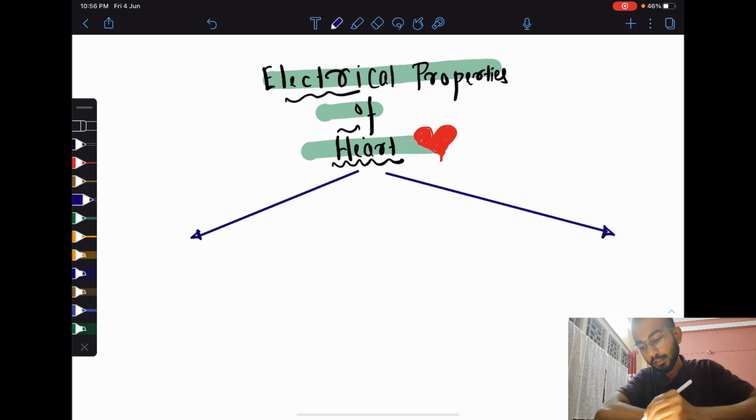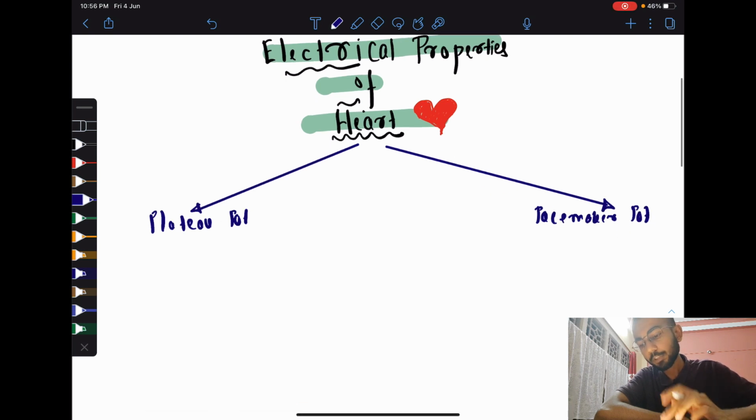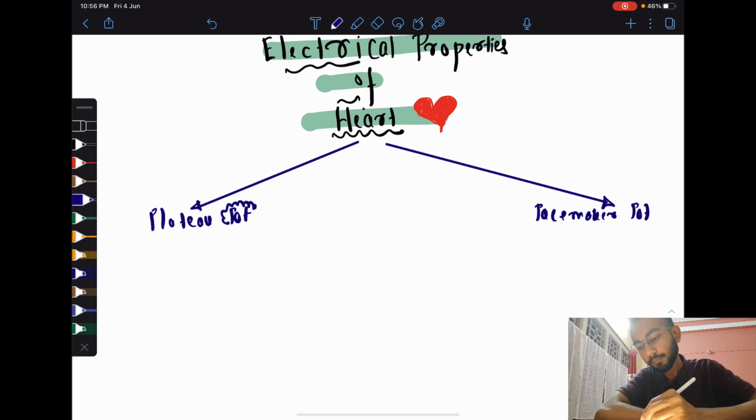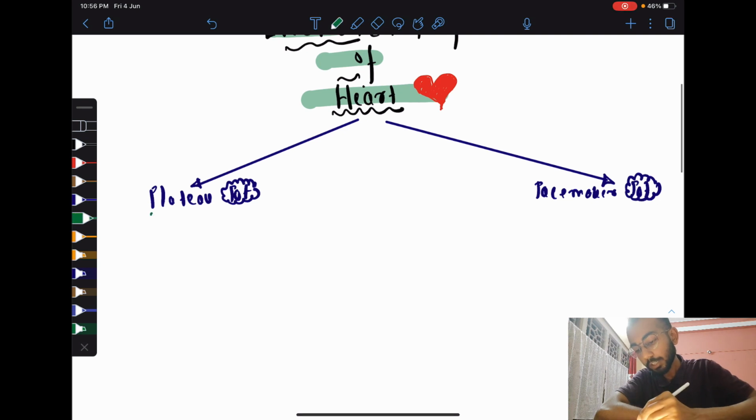is number one, the Plateau potential, and number two, the pacemaker potential. Now what is this potential guys? Whenever I use the term potential, it means that there is a fluctuation of the voltage with respect to time, right? And where is this plateau potential found?